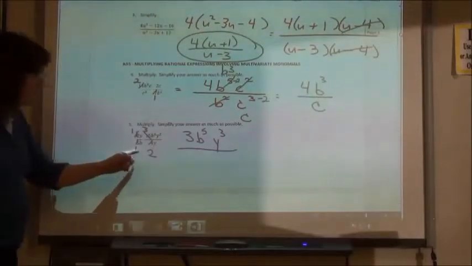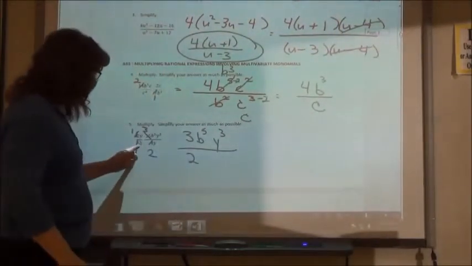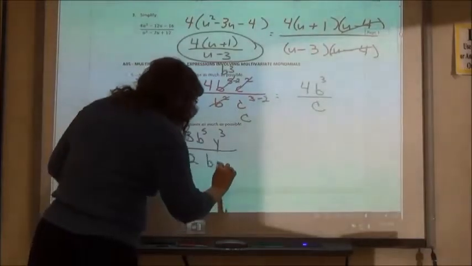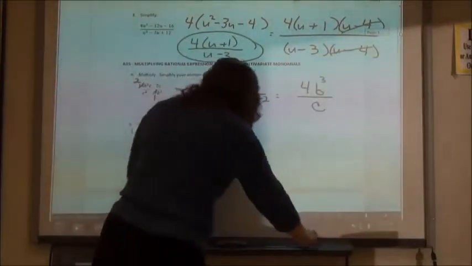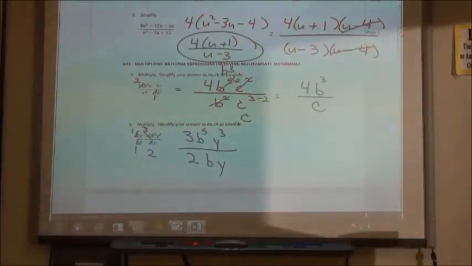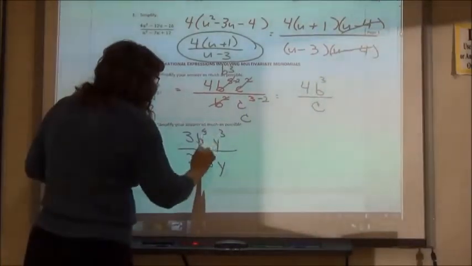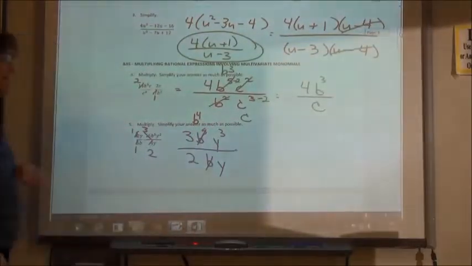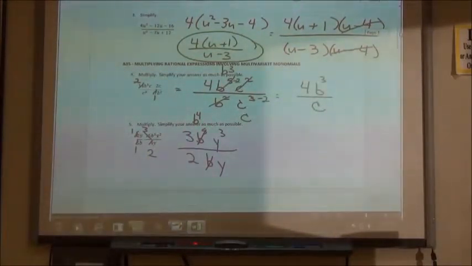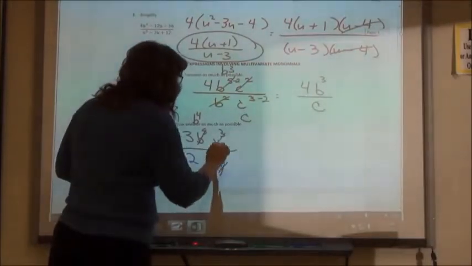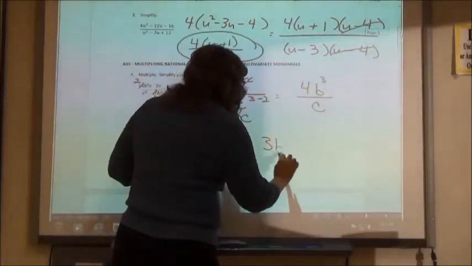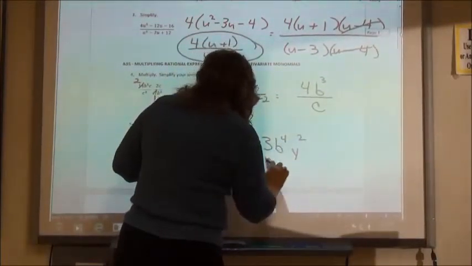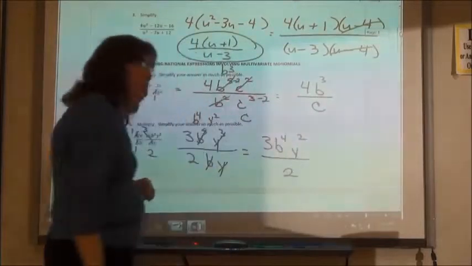On the bottom, 1 times 2 is 2. I got a plain b and a plain y, so by. And then I'm going to reduce those variables down. How many b's can I take out of there? 1. Just 1. Leaves me b to the 4th up on top. How many y's can I take out of there? Just 1. Leaves me y to the 2nd up on top. And so I have 3b to the 4th y squared over just a 2.